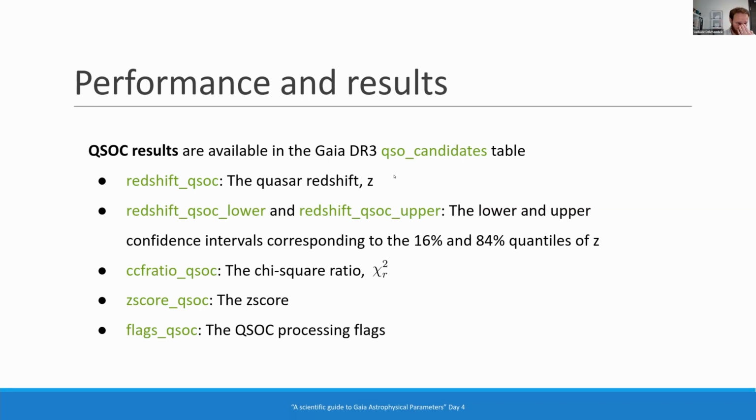So basically, the QSOC results are published in the QSOC candidates table and consist in 6 fields. So the redshift, obviously, the uncertainty is lower and upper, so 16 and 84 quantile. The chi-square ratio, it has a name because I thought this is a cross-correlation function ratio. This will probably be changed in the future. The Z-score that is computed, and the flag that I just presented.